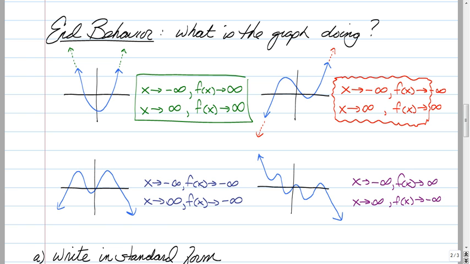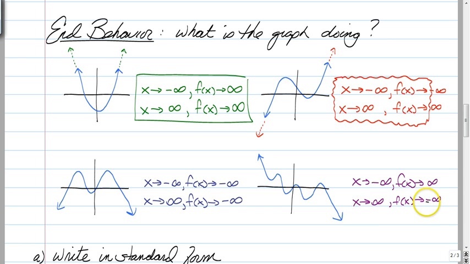And let's see if you got them right. So this one, it's going down both to the left and to the right. So for your f of x, they should both be going to negative infinity. And in this last example, as you go to the left, your graph is going up. And as you go to the right, your graph is going down. So as you go to the left, your graph is going to positive infinity.